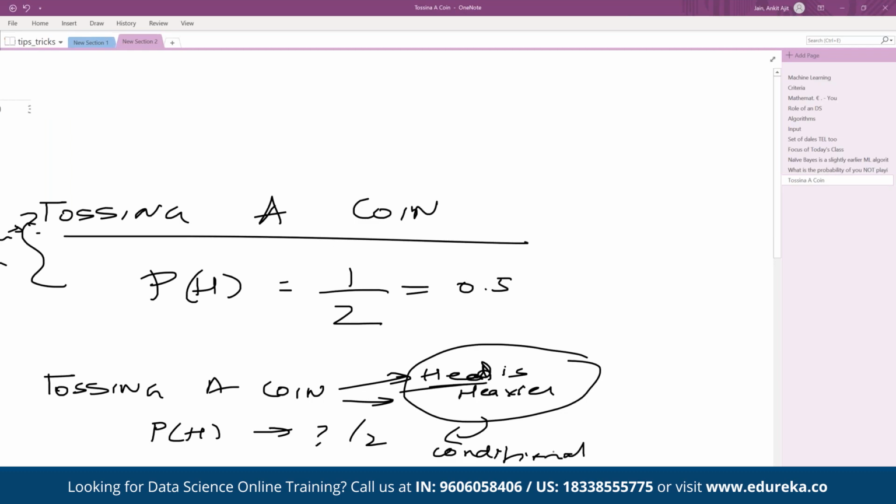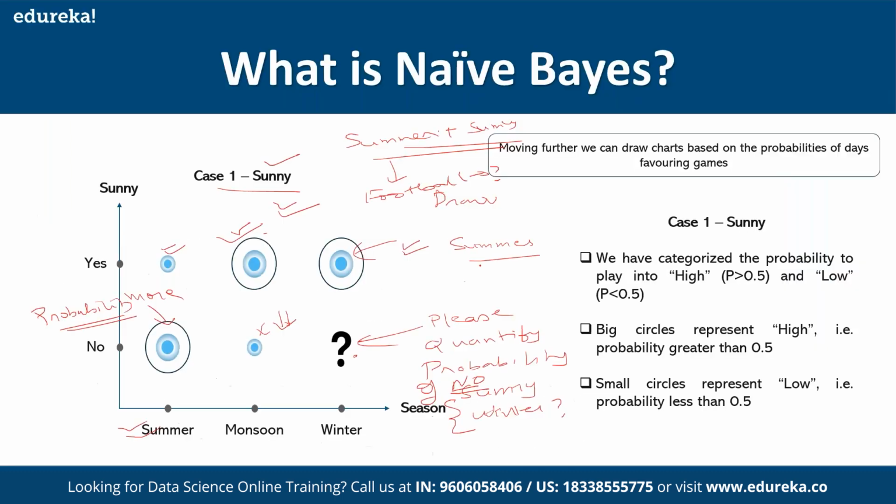Like in this case, what was the condition put on it? That it is sunny and it is winter. If it is sunny and winter, that's a condition given to you. In that case, what is the probability? Then we will use Naïve Bayes. So Naïve Bayes is used for conditional probability.